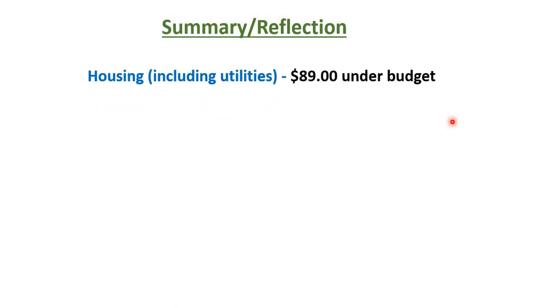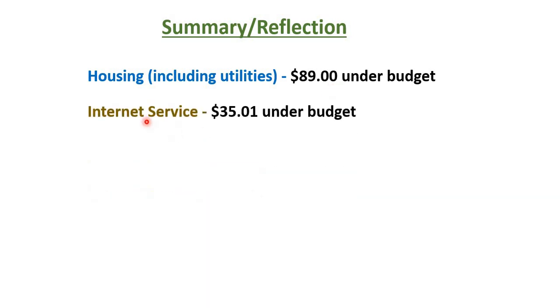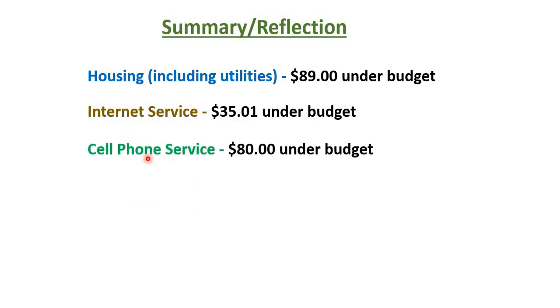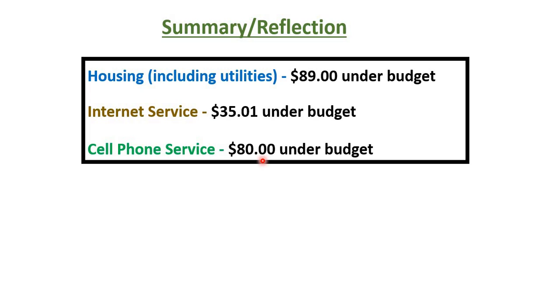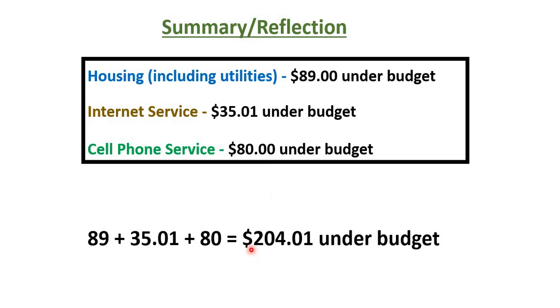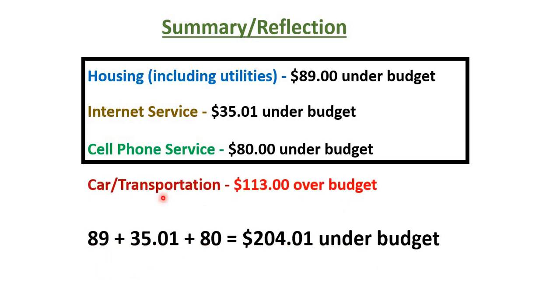Okay. Well, at this point now we're going to just summarize what has happened. Okay. So my housing, with the utilities included, I was $89 under budget. My internet service, I was $35.01 under budget, at least for this year. For my cell phone service, I was $80 under budget, again, at least for this year. And so I'm going to look at those three together, and what did I determine? That so far I was $204.01 under budget. That's not bad. Now I got that car and transportation, and I was $113 over budget in that section.